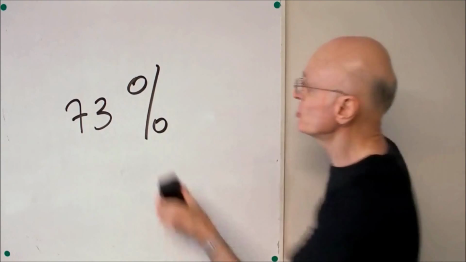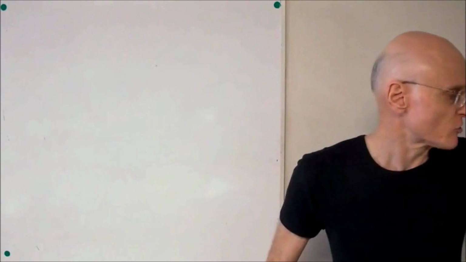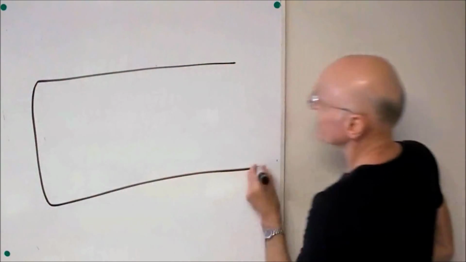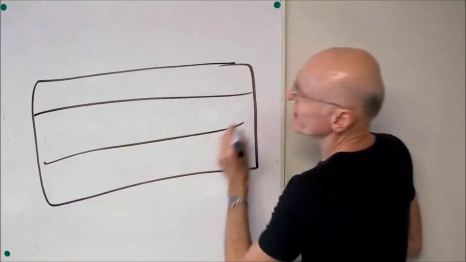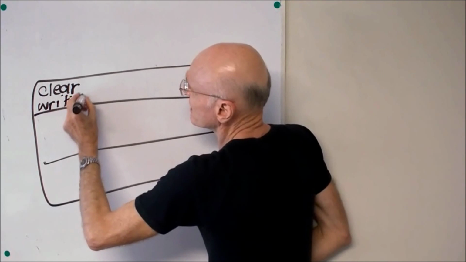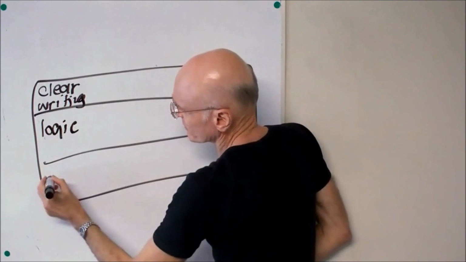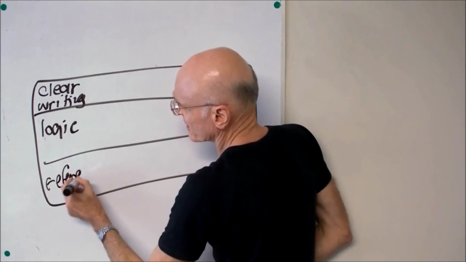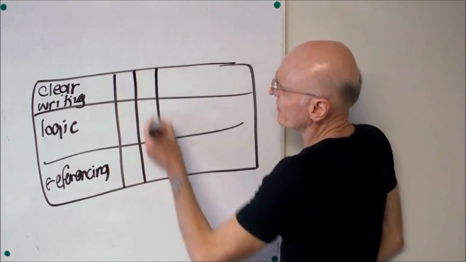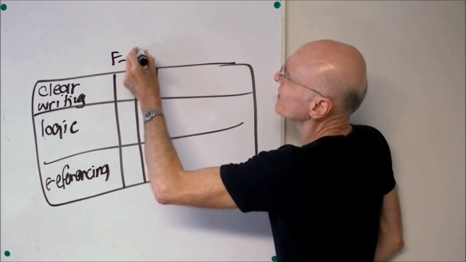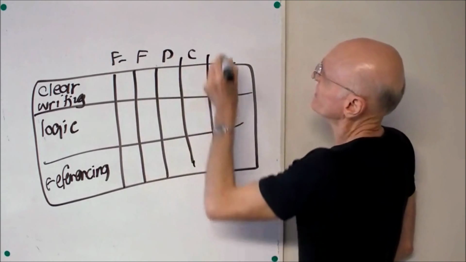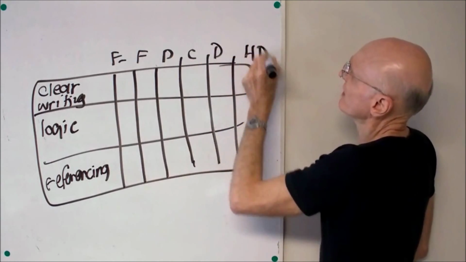Other colleagues use a marking matrix, which is based on the learning outcomes for that assessment. You have the learning outcomes listed on the left. I'll just do 3 for brevity. Clear writing, logic, and correct references. And then you have criteria. What sort of clear writing you need for a fail, or a pass, or a credit, or a distinction, or a high distinction. And you put those in there.